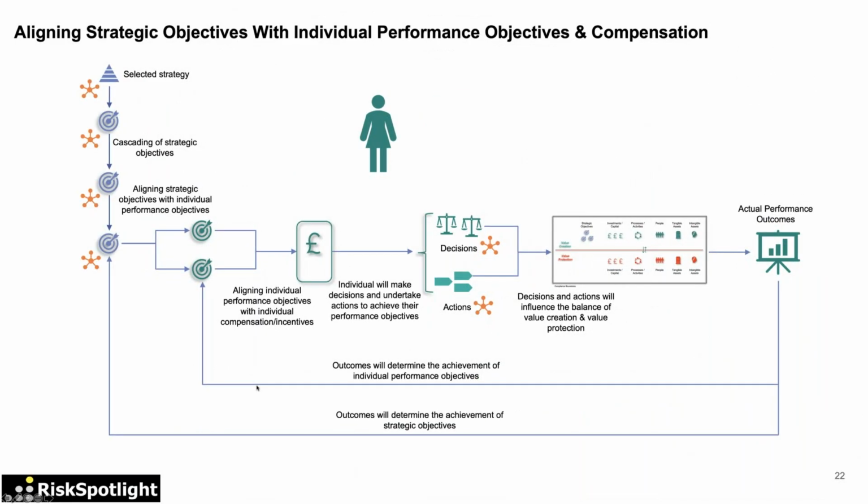Okay, so we'll just do one more and then we'll pause for this particular session. This brings everything together, where on the left top side, you start with selecting your strategy, you cascade your strategic objectives at different parts of the organization, and you align the strategic objectives with the individual performance objectives. So you give them a personal reason why they should be motivated to achieve those corporate objectives. And then you align them with the compensation.